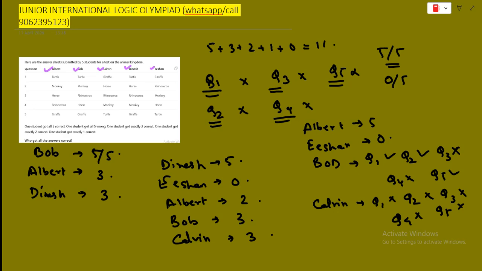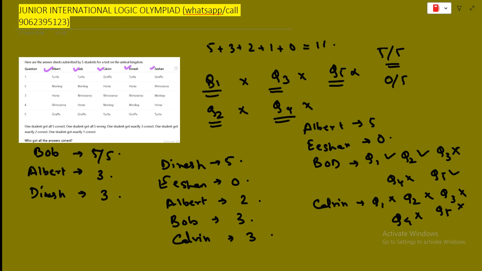Let's try Albert again. Okay, so Albert is 5: turtle, monkey, horse, rhino, giraffe. Bob is 3, right on turtle, monkey and giraffe. Ishan is 0. And Dinesh is 3. Wait, still two 3s.